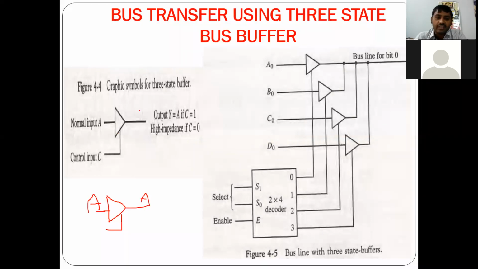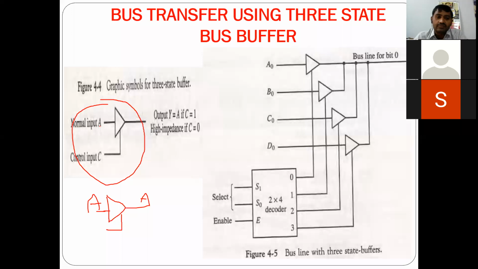For example, see the diagram shown here. This is a tri-state buffer. Tri means three, so three states. What are those states? Suppose we give input A, the output will be the same as A, depending on this control input. The control input can be either 0 or 1.